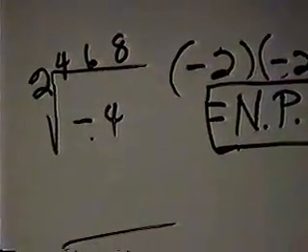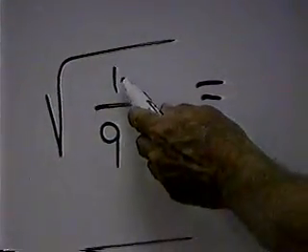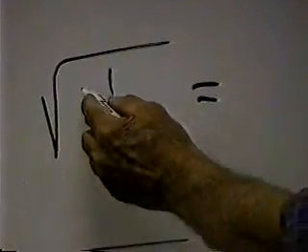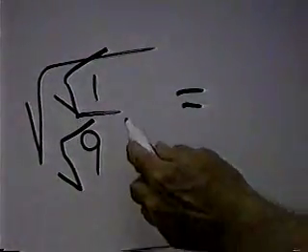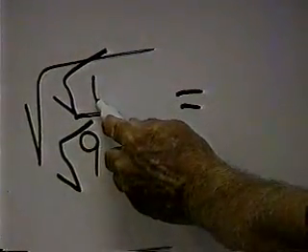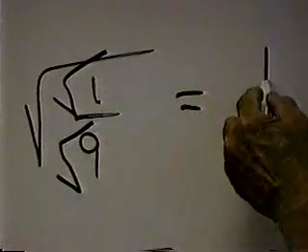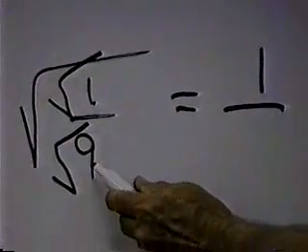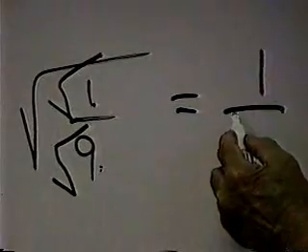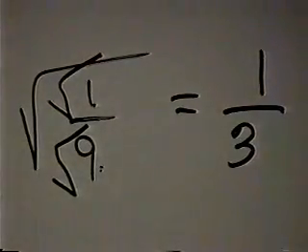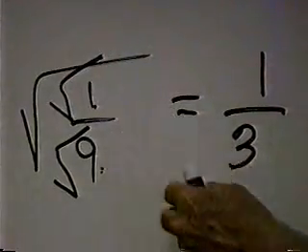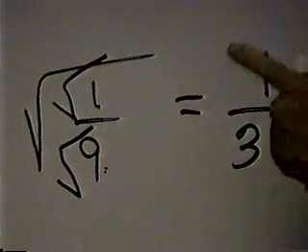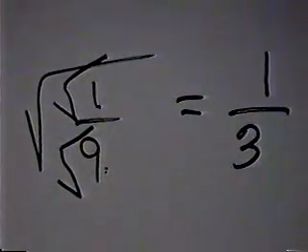All right, next one. Square root of a fraction. You simply do the square root of the top over the square root of the bottom. So what number multiplied by itself will give you 1? That's 1. What number multiplied by itself will give you 9? And so the square root of a fraction is the square root of the top over the square root of the bottom.